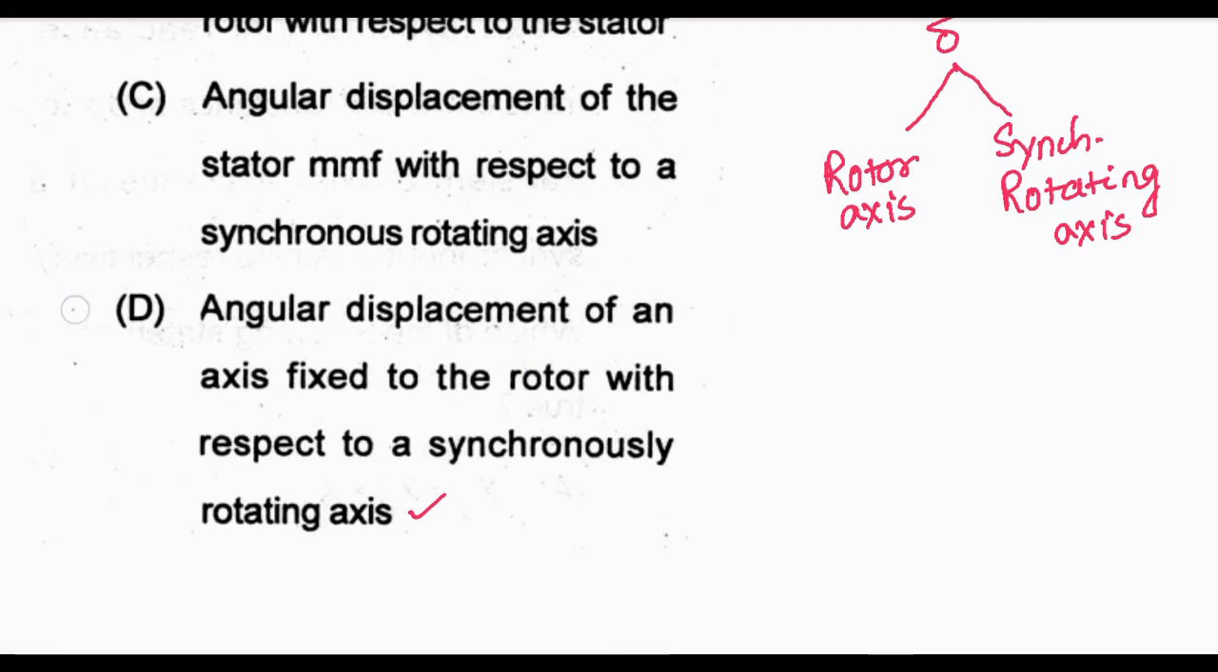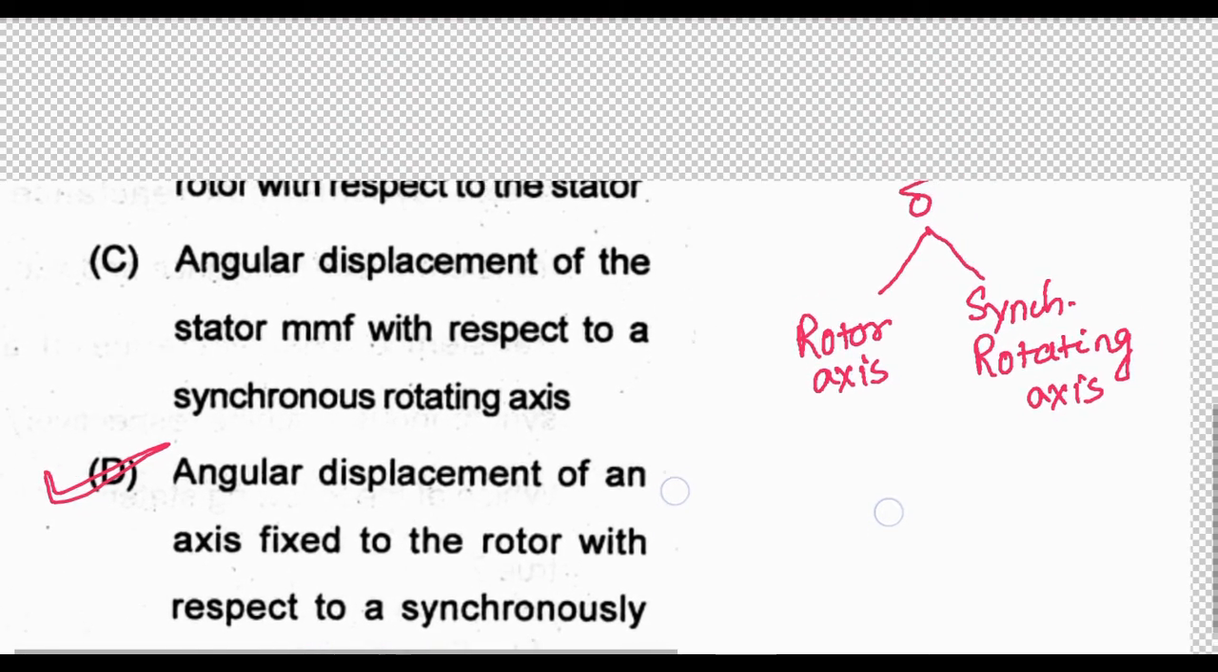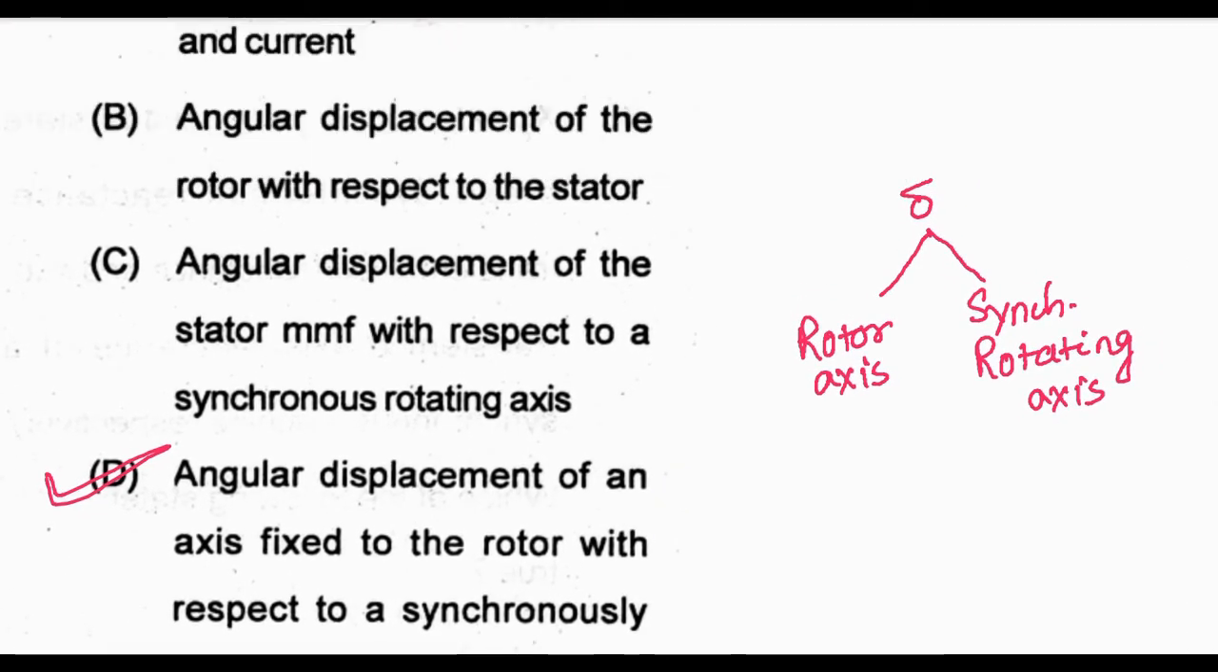Option D. Option D is the correct answer. Angular displacement: an axis fixed to the rotor with respect to a synchronously rotating axis. That means the stator rotating magnetic field is the synchronous rotating axis. We have to make one axis to the synchronous rotating field and another to the rotor, and this should ideally be in a synchronized manner. That means the delta should be 0 ideally.